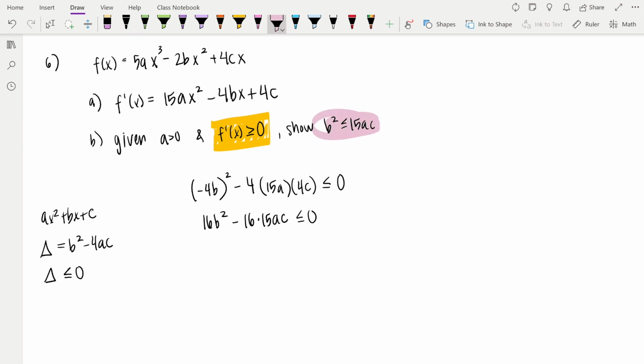And now that I got started, I can see that I just need to isolate b squared on the left-hand side. So I would have 16b squared is less than or equal to 16 times 15ac. And I divide both sides by 16, so this 16 cancels, and this 16 will also cancel, which I noticed before, which is why I did not multiply it out. So b squared is less than or equal to 15ac.